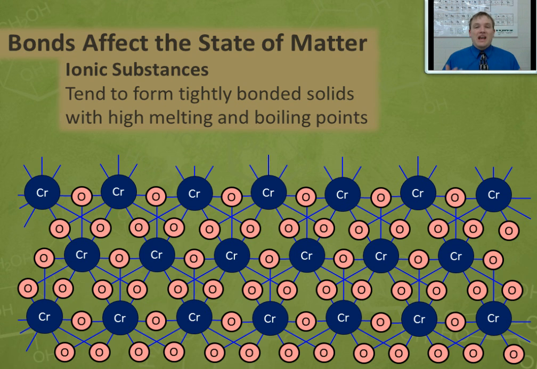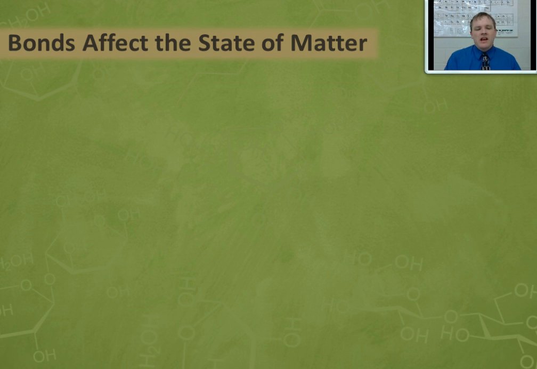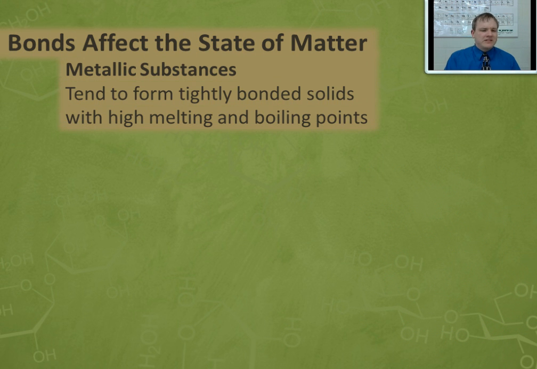Now, these solid crystals do have melting points and boiling points. You can turn them to a liquid and a gas, but that doesn't happen unless you reach an extremely high temperature because the bonds holding these things together are so ridiculously tight. That's ionic substances, the easiest one to understand. The next one is also fairly easy to understand.